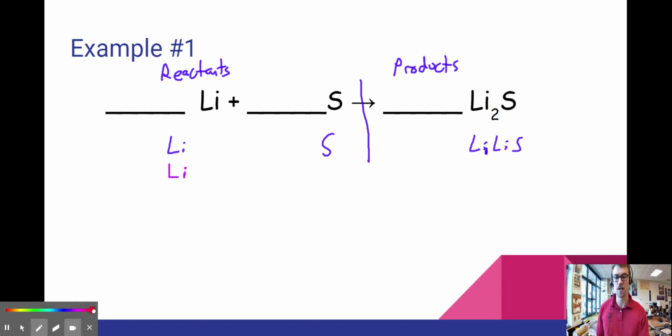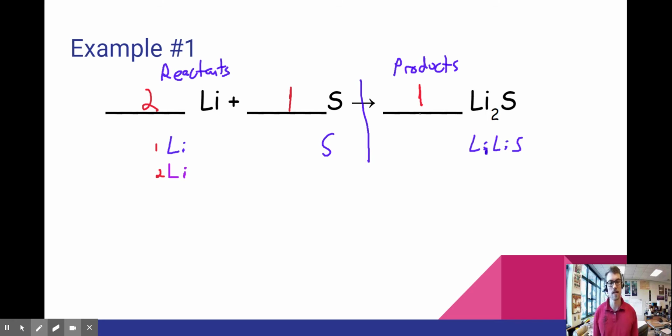The final step here is to go in and write the coefficients. We do that by looking at how many of each of these molecules we have. So we have 2 lithiums, so we're going to write a 2 here. That's the coefficient. For the S, we have 1 of them, so we're going to write 1. And for the Li2S, again, we have 1 of them, so we're going to write a 1 there. So your balanced chemical reaction is 2, 1, 1.